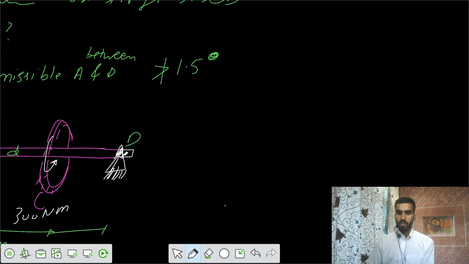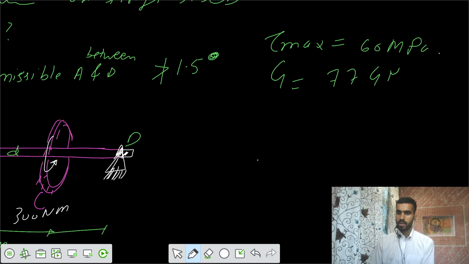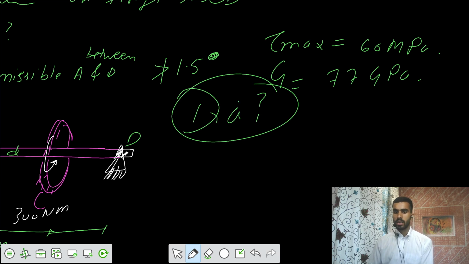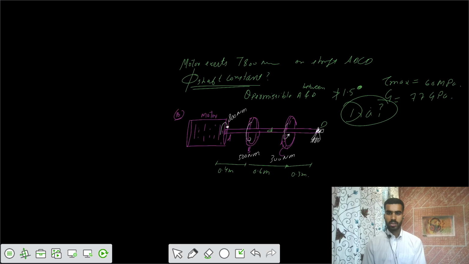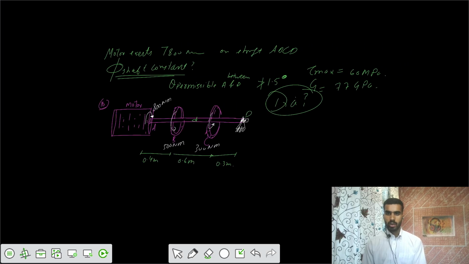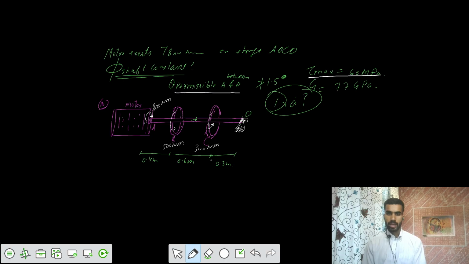And we have one more condition, that the maximum permissible shear stress because of torsion is 60 megapascal, and G is 77 gigapascal. What should the diameter of the shaft be for these conditions? Based on these conditions, there is some theta and some tau. So we have two conditions for calculation of diameter.